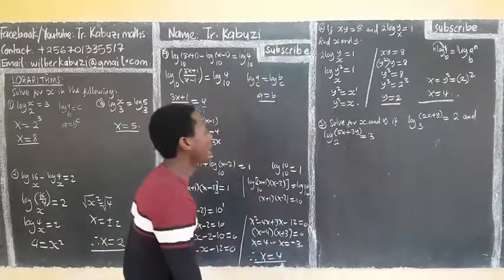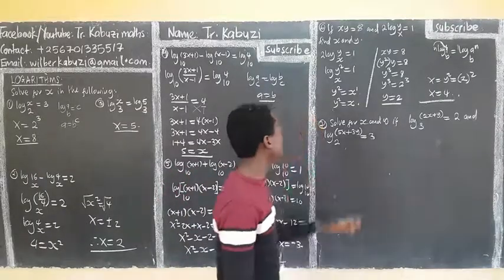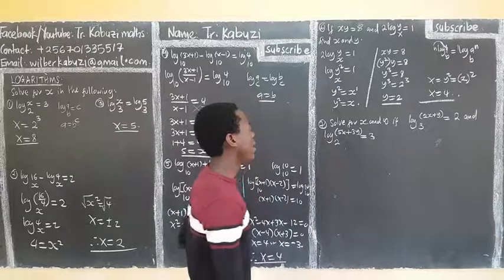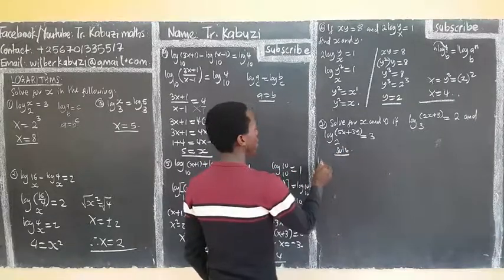Okay, let us do this. Solve for x and y if log of this is that, and then log of this is this. So you handle one by one. I start with the first log.